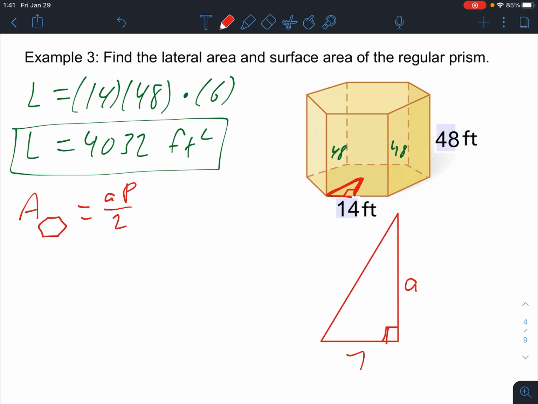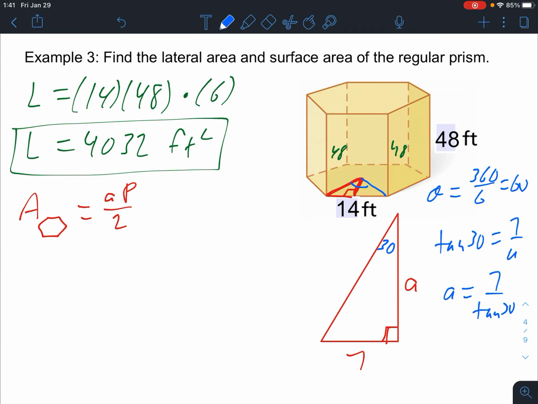All right. Remember also, what we got to do is find this angle here. So to do that, we're going to do theta equals 360 over 6, which is 60. And if we cut that in half, this angle here is 30. So now I can do tangent of 30 equals 7 over apothem, which means our apothem is 7 over tangent 30. And using our calculator, we get that the apothem is approximately 12.124.